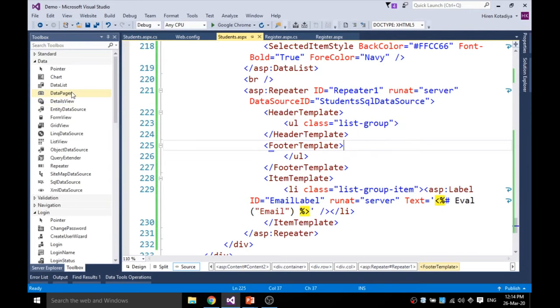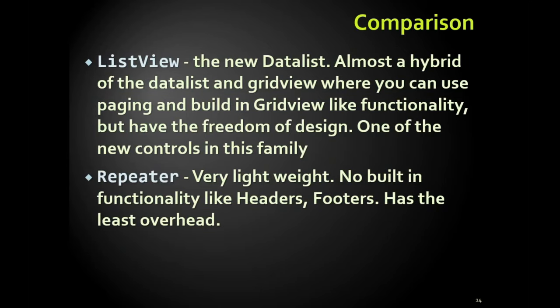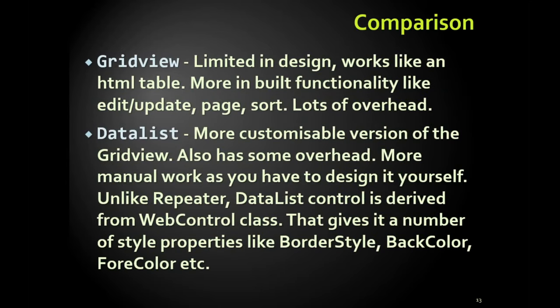So this is all about the database connectivity in ASP.NET. We discussed the important controls from this data part. Now let's summarize the difference between these four: grid view, data list, repeater control and the list view. Fine. So, as we discussed, grid view has limited design options, only tabular. So, it works like an HTML table. So, generally for the front end purpose we use it, because it provides quick edit, update, pagination, and sorting also, so built-in functionality.